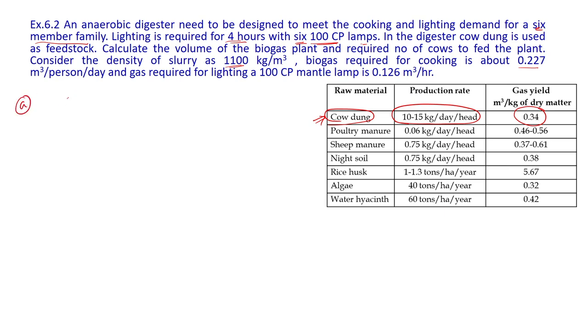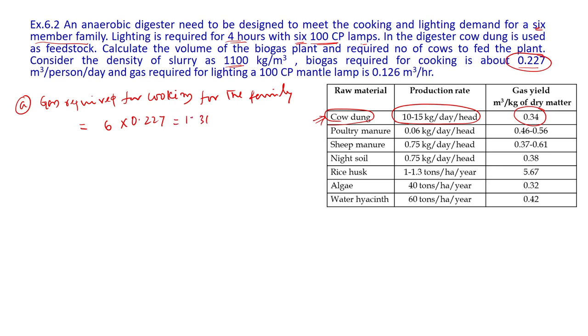A, gas required for cooking for the family, which is equal to 6 multiplied by, we have this value 0.227, which is equal to 1.362 cubic meter per day.